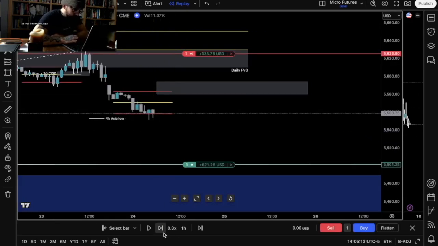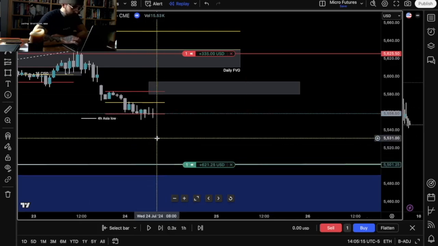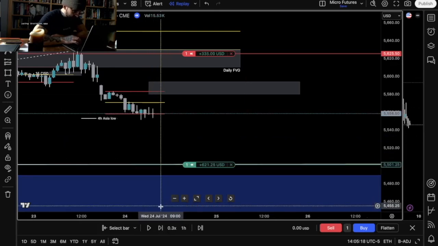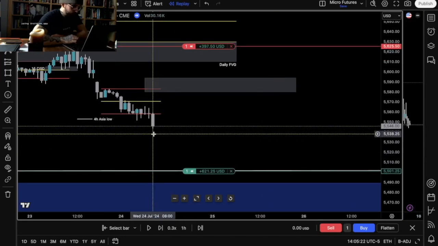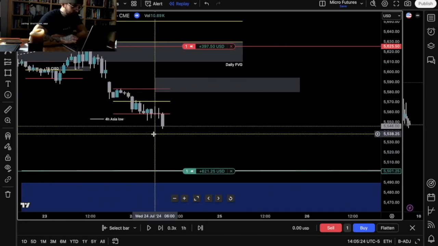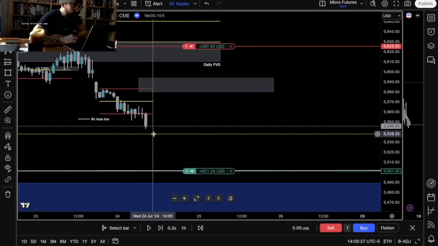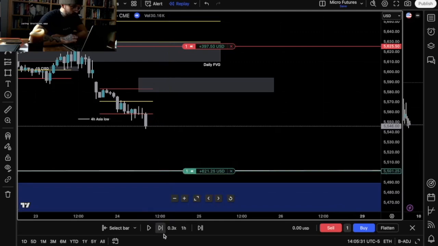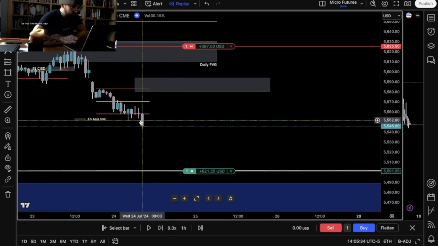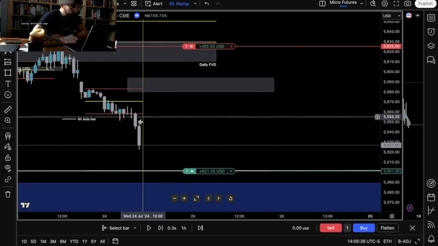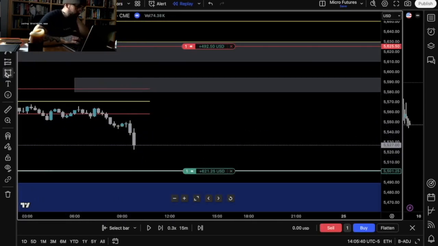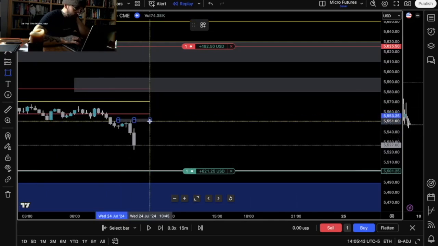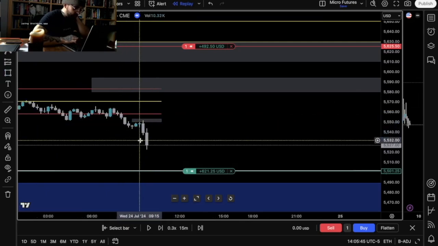The 5, 6, 7, 8. That 8, 7, 8. I think we just completely sell off all the way through. Let's see what the 9 o'clock candle does. Yeah, 15-minute. Okay, so if you guys trade intraday, 15-minute fair value gap.